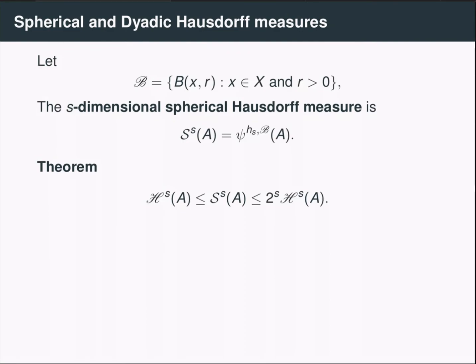Now, if instead we use smaller families like balls or cubes in the Caratheodory construction, then we don't get Hausdorff measure back, but we do get measures that are comparable. For example, if we perform the Caratheodory construction using the set of closed balls as our collection of sets, but use the same gauge function h_s as before, then we obtain what's called the s-dimensional spherical Hausdorff measure. It's not hard to show that this is comparable to Hausdorff measure, and in particular satisfies the following inequality.